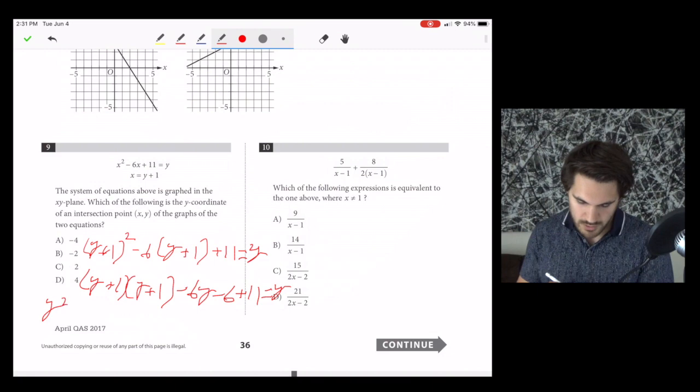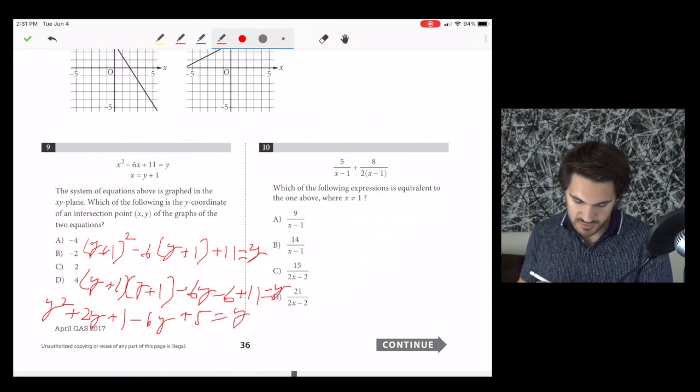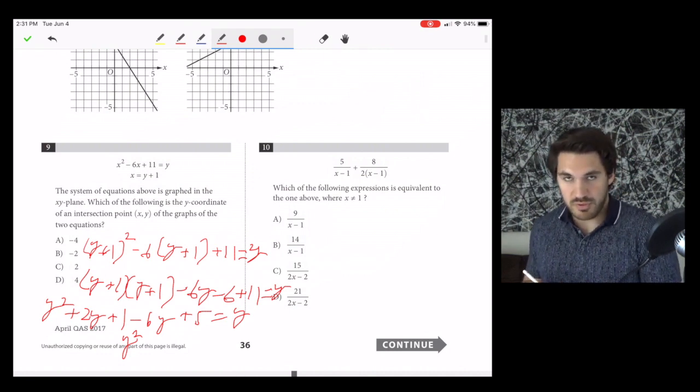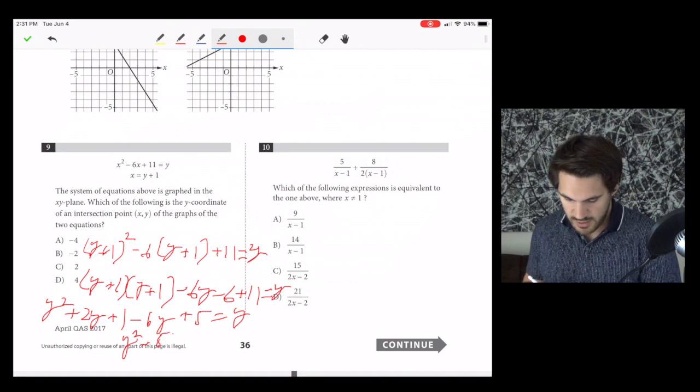So y squared plus 2y plus 1 minus 6y plus 5 equals y. Oh my, this is going to be fun. So let's combine like terms and set the equation equal to 0. So y squared plus 2y minus 6y is minus 4y, but then we're going to bring the other y over also, so minus 5y plus 6 equals 0.